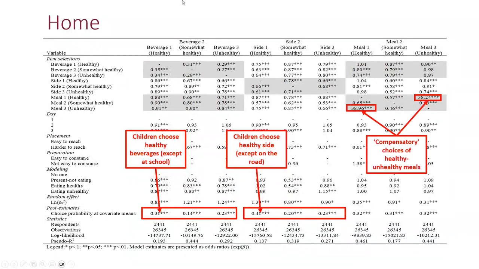Now, what this tells us is that some sort of compensatory choices of healthy and unhealthy meals are being made, meaning that children are tempted to choose unhealthy meals because probably they might taste better, what have you, but then they are also likely to choose a healthy meal alongside it, probably, if I may put it this way, to address some guilt feeling of eating an unhealthy meal, and compensating for this unhealthy behavior by eating a healthy meal. This seems to apply only to meals rather than sides and beverages, where, I repeat, only one item tends to be chosen of each rather than two, like what could happen with meals.